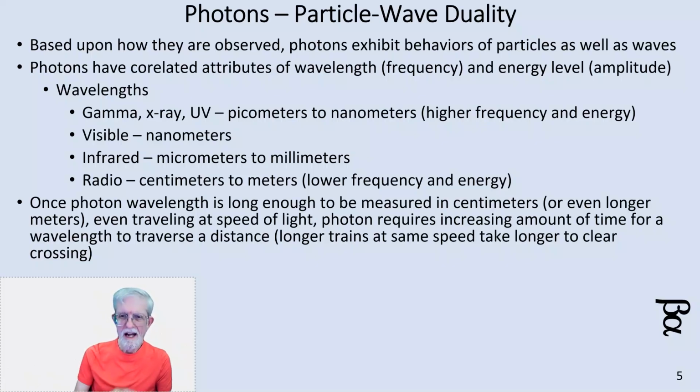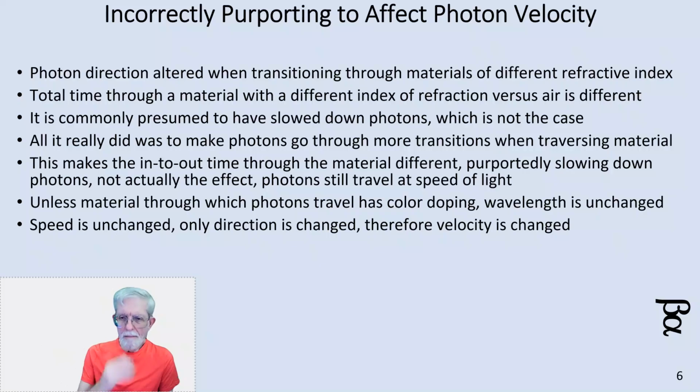Just remember it as long wavelength, long time, takes time. So there's this thing called refraction, and materials have something known as a refractive index. And when you pass photons through a material with a different refractive index, it will bend the light. It doesn't change the speed of light.